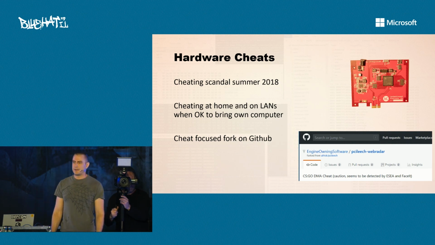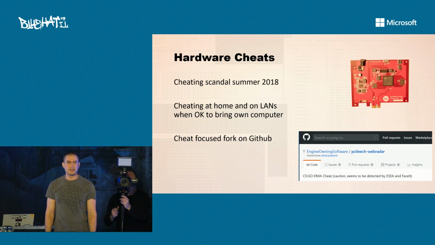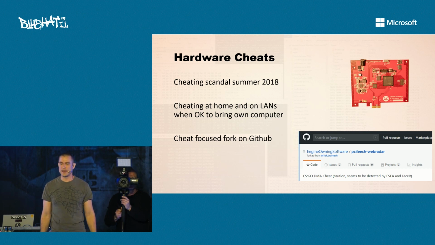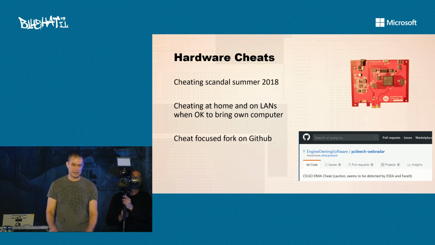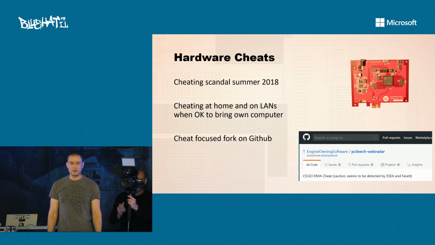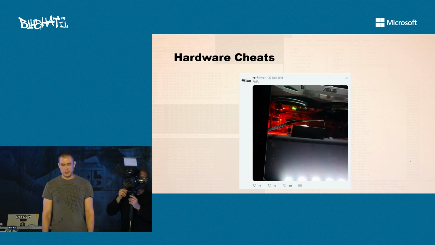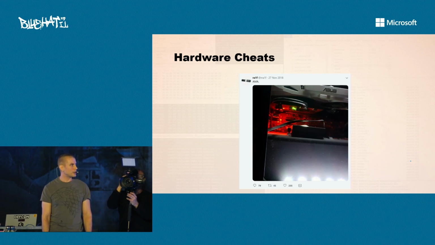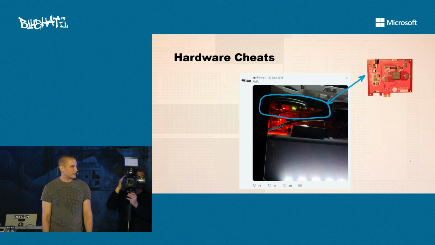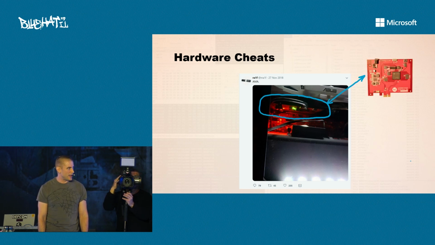I first became aware of this last summer, when there was a big cheating scandal in the CSGO community. It turned out that people had been cheating at home and on LANs to which it was okay to bring your own computer, so you could have this FPGA board inserted into it. And then a couple of months later, even a cheat-focused fork of my PCILeech software appeared on GitHub. And this is how it looks. If you look very closely, this is the PCI Express Screamer FPGA board inserted in this gaming PC.